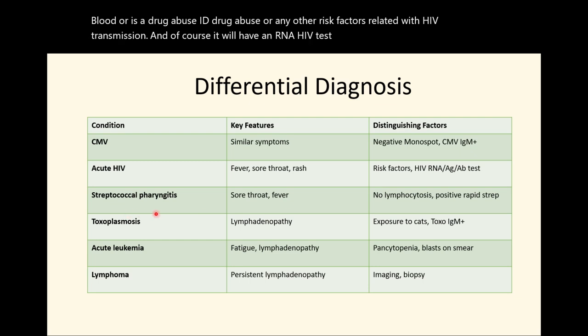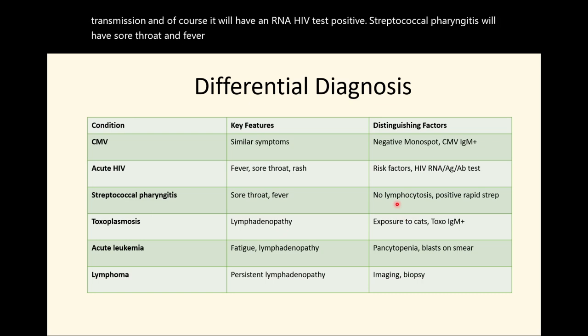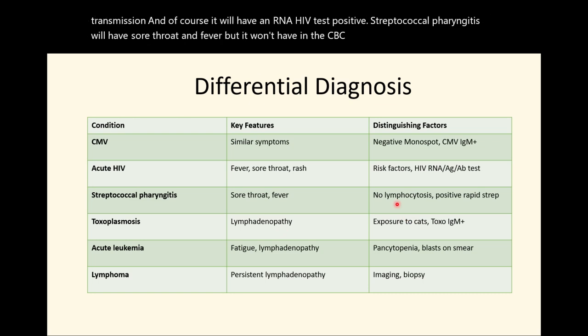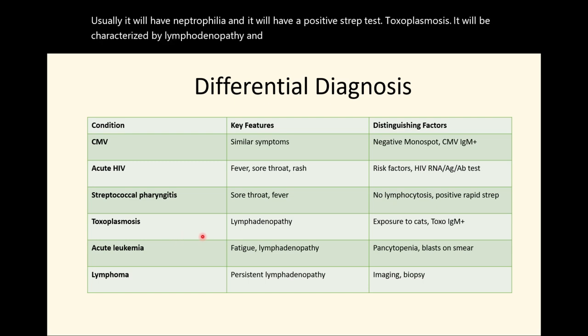Streptococcal pharyngitis will have sore throat and fever, but it won't have lymphocytosis in the CBC. Usually, it will have neutrophilia and it will have a positive strep test. Toxoplasmosis will be characterized by lymphadenopathy and also contact with little cats and a positive toxo IgM antibody test.